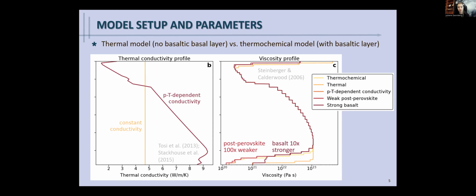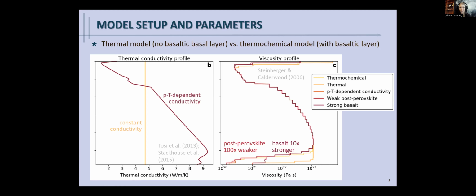And then the third thing we changed is the viscosity near the CMB. In general, we used this viscosity profile from Steinberger and Calderwood here on the right. And then we tried different scenarios where in one scenario, we made post-perovskite 100 times weaker. And in the other one, we made our basaltic layer 10 times stronger.